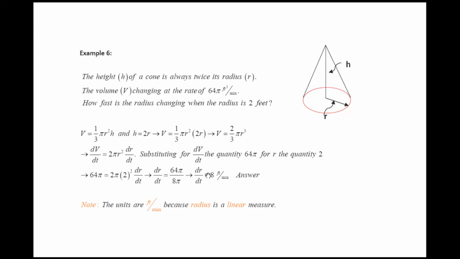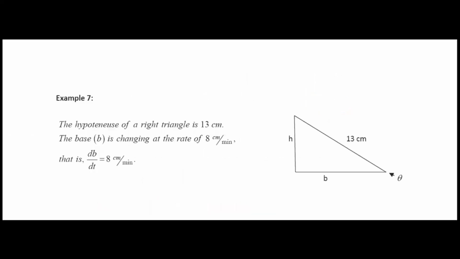Now, radius is linear. We're in feet, so this is going to be feet, and the time is minutes, so it's 8 feet per minute. So that's our answer, okay? We explained that the units are feet per minute because radius is a linear measure, first degree, okay?